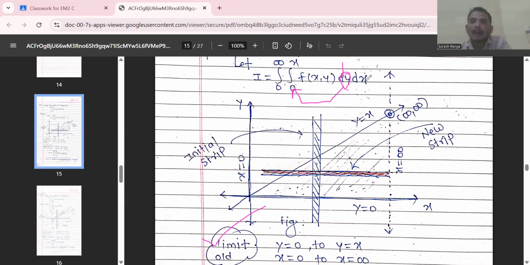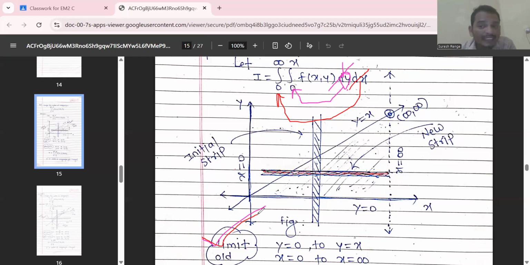Okay. After integration with respect to y is completed, after that we integrate with respect to x. Therefore, whatever limit is available for this integration is the limit for x. 0 is the lower limit for x, and infinity is the upper limit for x. We find these by observing the question that is given.